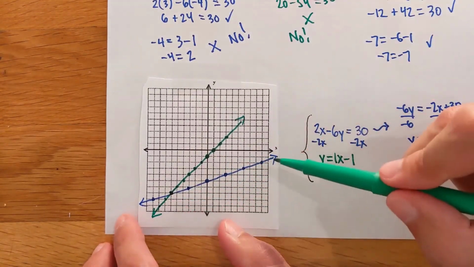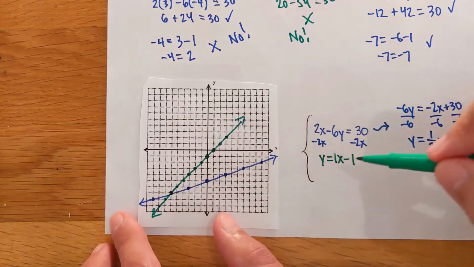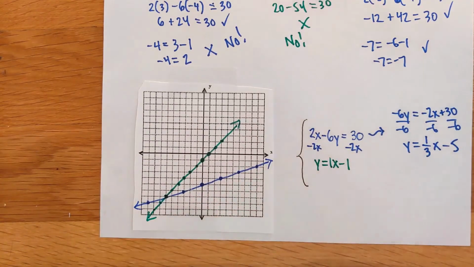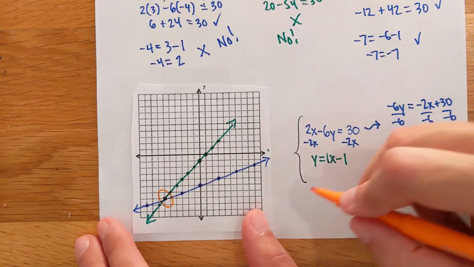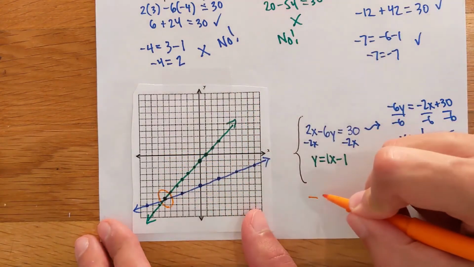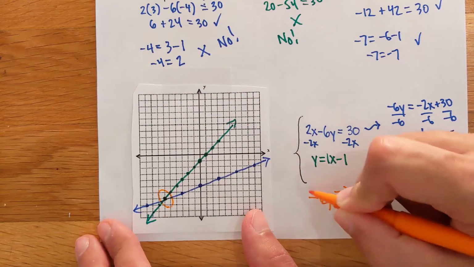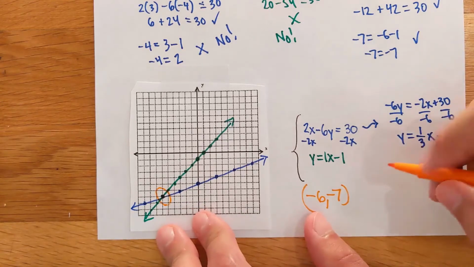So I'm going to draw in my second equation right here, like this. So all the points on the blue graph work in the blue equation. All the points in the green graph work in the green equation. There is only one point that works in both equations, and it's where they cross right there. And the coordinates of that, if you look, are negative 6, comma, negative 7. Okay, so the solution to this problem, the only place where they cross, is negative 6, comma, negative 7.